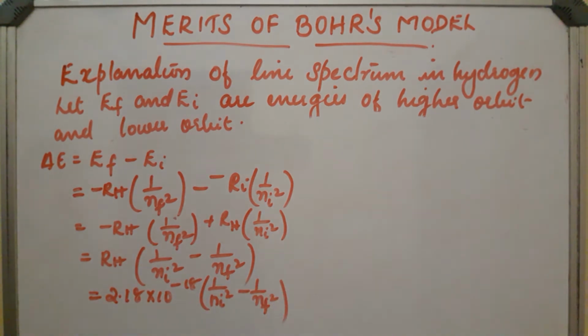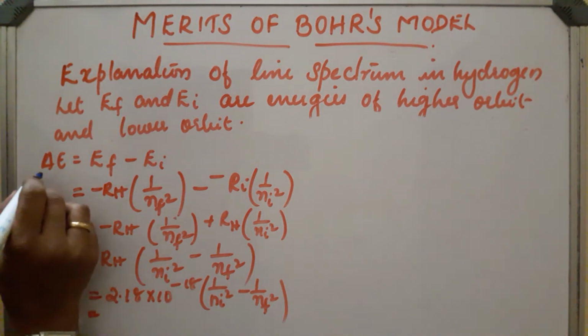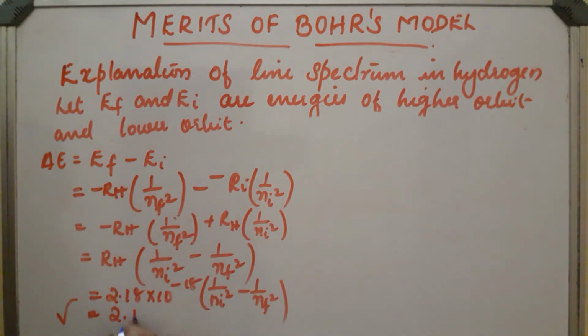Now we have to calculate the wave number. For that we first have to calculate frequency. Frequency is equal to delta E by h. Delta E is 2.18 into 10 raised to minus 18, divided by h, which is 6.626 into 10 raised to minus 34. This is Planck's constant. Substituting here, into 1 by ni square minus 1 by nf square. This is nu.